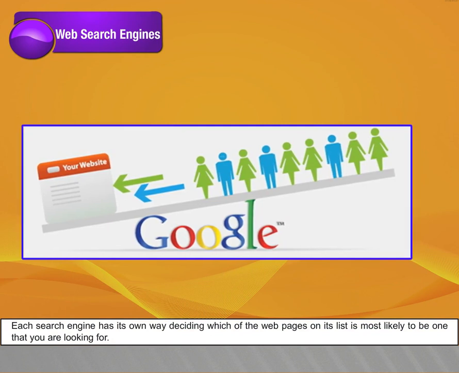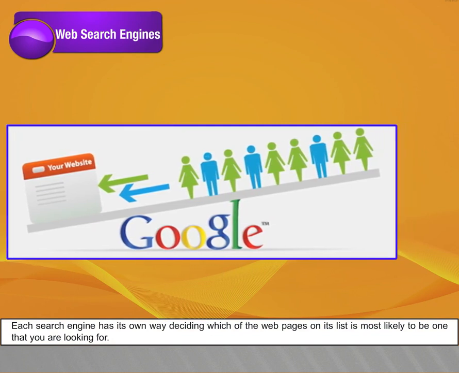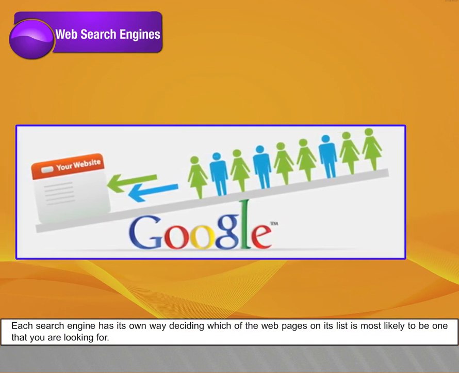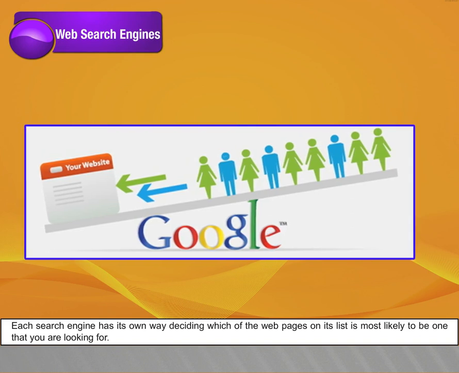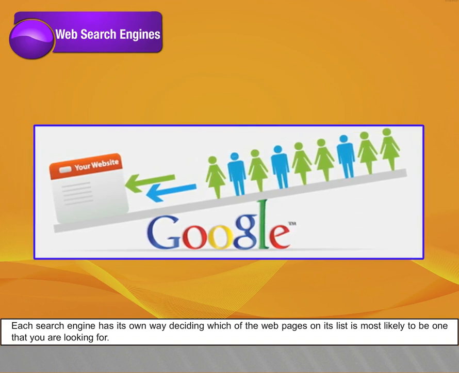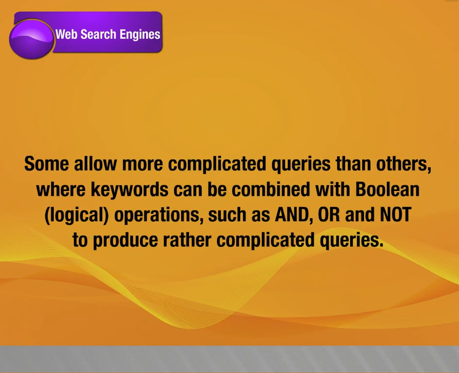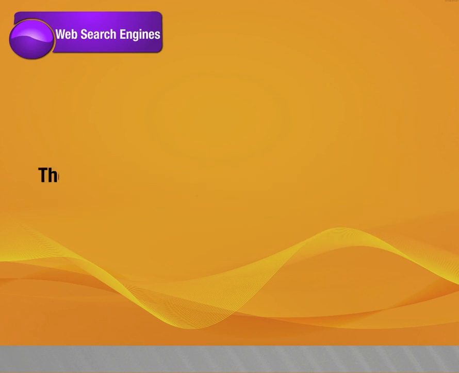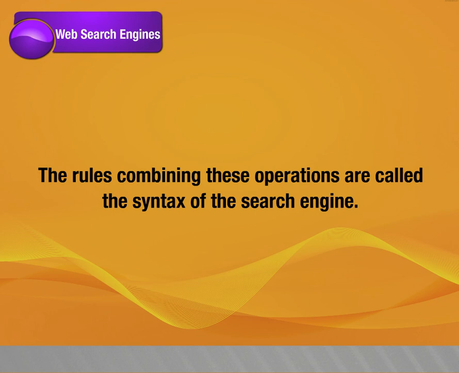Each search engine has its own way of deciding which of the web pages on its list is most likely to be the one that you are looking for. Some allow more complicated queries than others, where keywords can be combined with Boolean, that is logical, operations such as and, or, and not, to produce rather complicated queries. The rules combining these operations are called the syntax of the search engine.